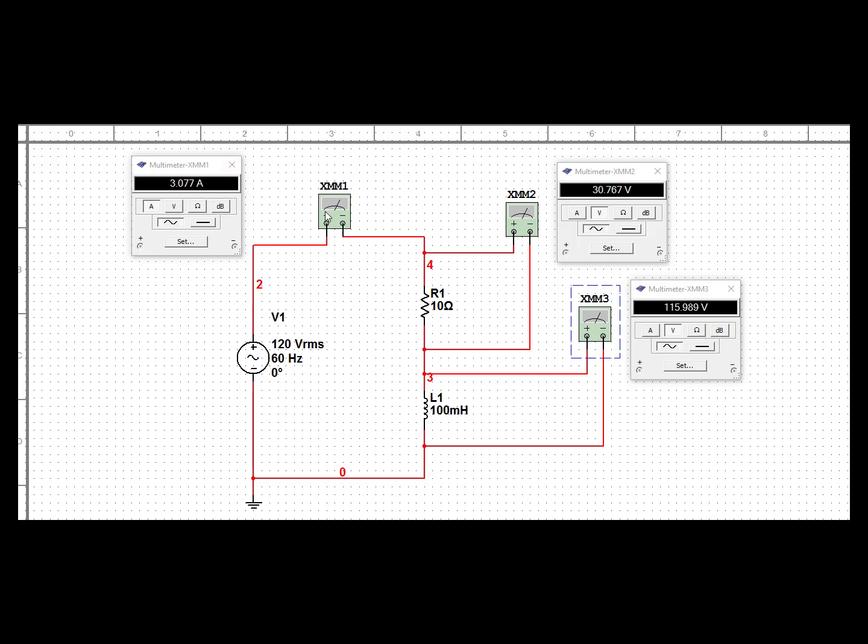So when I look at this ammeter that I've connected in series, an AC ammeter to measure the RMS value of current, you can see that we have 3.077 amps, which we determined was 3.08 in our example. And we then use that to determine our drop voltages both for the resistor and for the inductor. So if we look at the first one, we got 30.8 volts, which is what we were calculating. And then for the second one, we have essentially 116 volts.